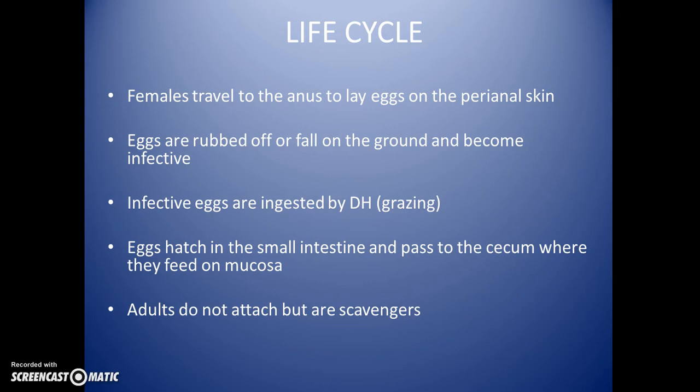The infective eggs are then ingested by the definitive host while grazing, and the eggs hatch in the small intestine, pass to the cecum, feed on mucosa, and then eventually they do become adults, heading down to the cecum, the colon, and the rectum area. The adults actually don't attach, but they do scavenge what comes through the intestine.